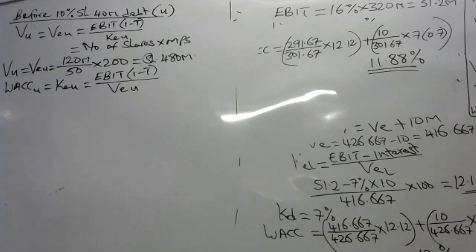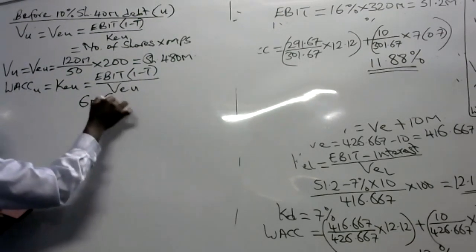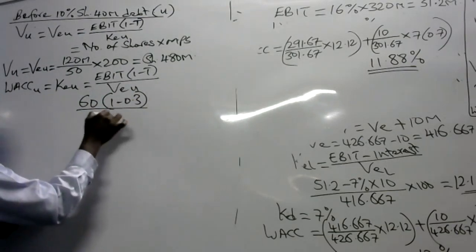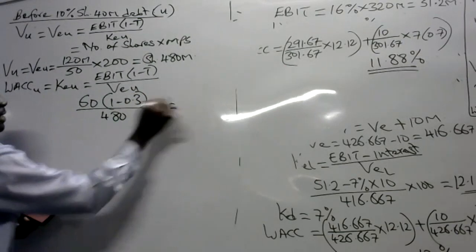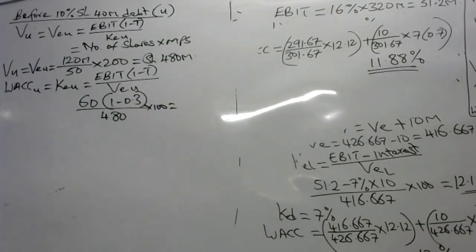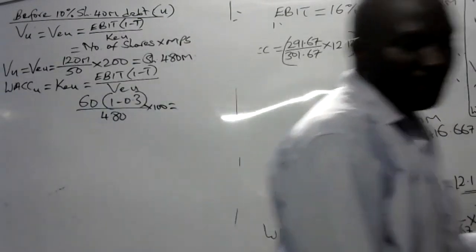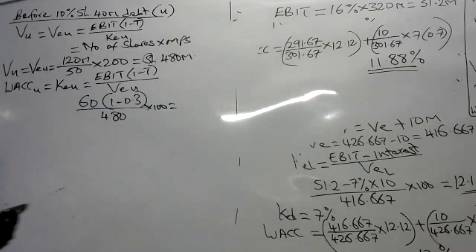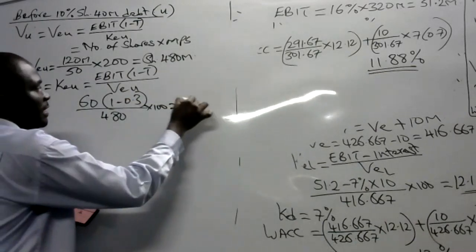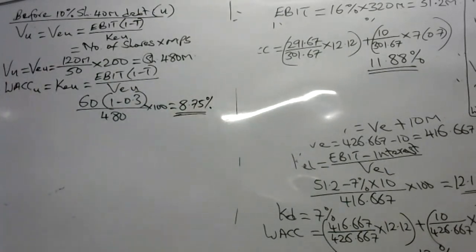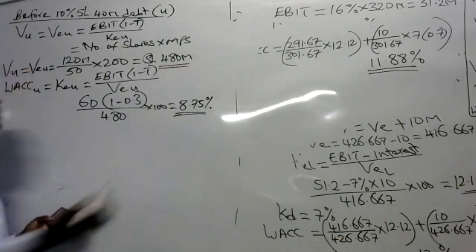Do you have everything now? How much is our EBIT? Our EBIT is 60. Tax ni ngapi? 30%. Na value ya equity tumepata ni 480. So 60 times 0.7 over 480. So before debt, the value is 480 and the WACC is 8.75.